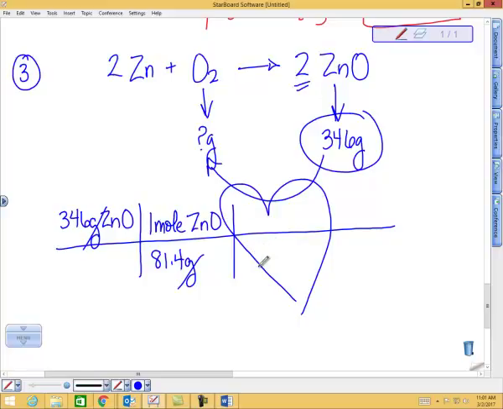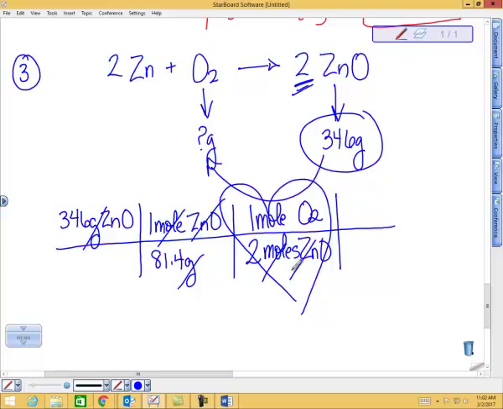1 to 2, 2 to 1, okay? Depends on how you want to say it. We have to cross-cancel the zinc oxide, so how much zinc oxide am I going to stick down here? 2. Oh, careful, there's a 2 in front of there. So 2 moles ZnO. All right, what am I going to stick on the top? 1 mole of O2. There you go, just make sure you're setting that up because cross-canceling, right?